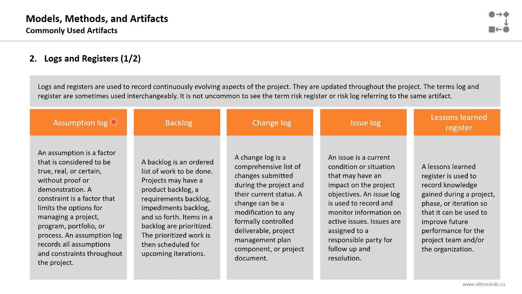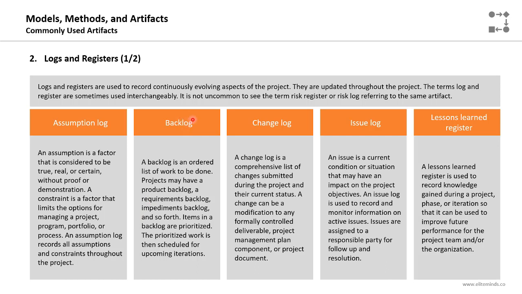So starting with the assumption log. An assumption, as defined earlier, is a factor that is considered to be true, real, or certain without proof or demonstration. So assumptions are items we assume to be true for the purpose of planning, while a constraint is a factor that limits the options for managing a project, program, portfolio, or process. An assumption log will record all the assumptions and constraints throughout the project. So that's simple. We will have a document known as the assumption log where all the project assumptions and constraints will be documented.